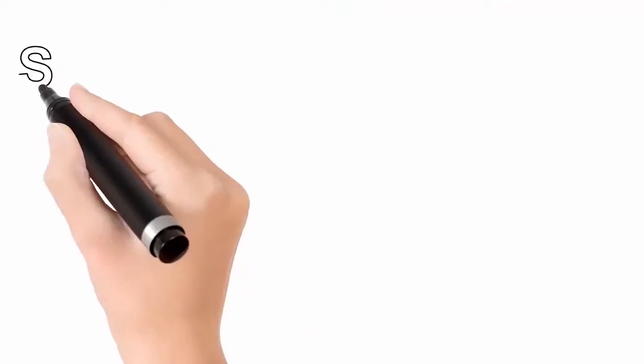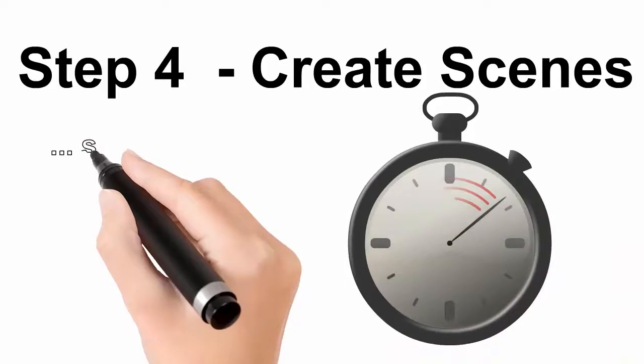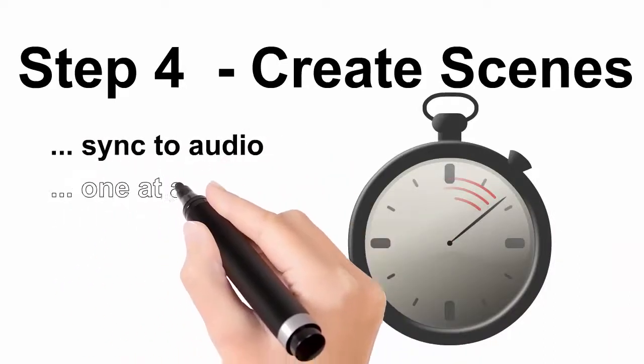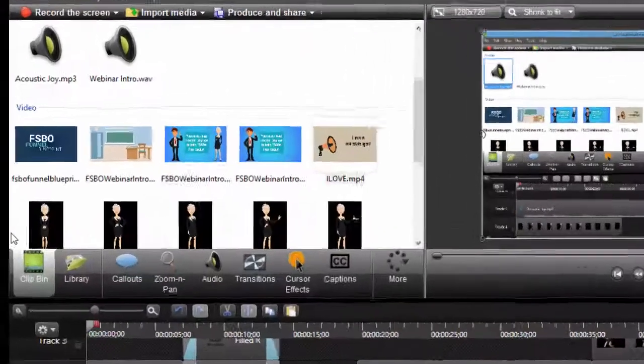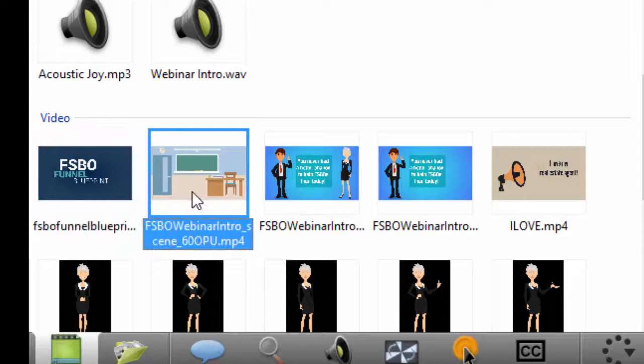In step 4, I create scenes, and these are the video scenes, and I match them to my audio for messaging, and I typically work with clips that are somewhere between 5 and 10 seconds long, and I will create those scenes sometimes in Explain.io.